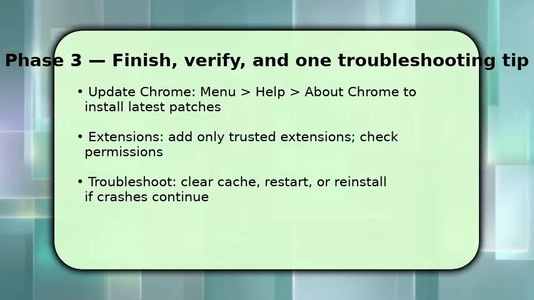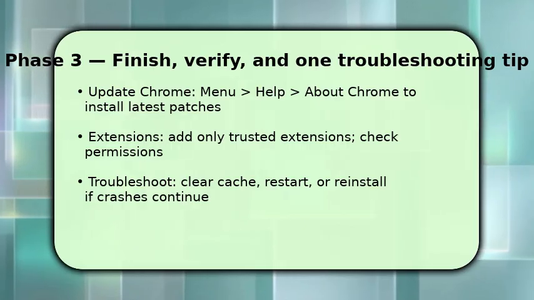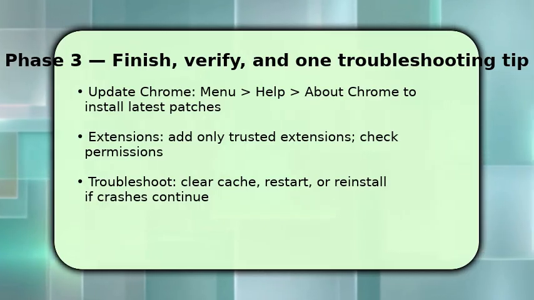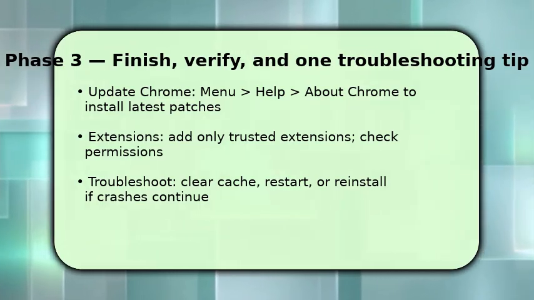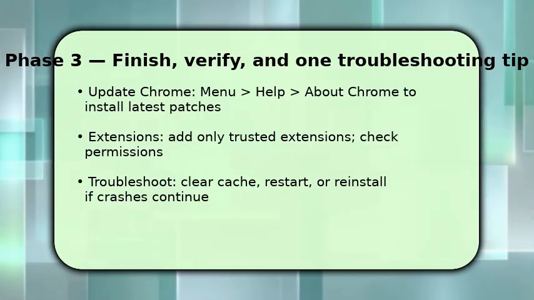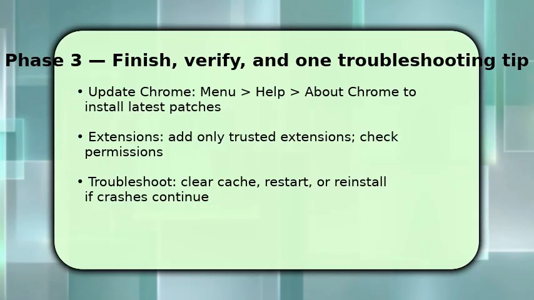Install only trusted extensions and review their permissions to limit data access. This reduces slowdowns and privacy risk. If pages render oddly, clear the cache and cookies, then restart the browser. If Chrome still crashes, uninstall completely and reinstall.